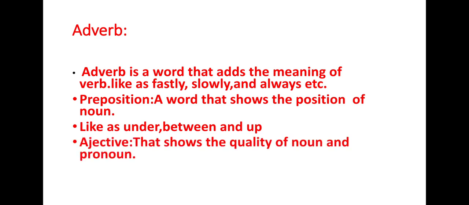Adjective. Adjective बोलते हैं sixth को. That shows the quality of noun and pronoun. Show करती है the quality को of noun and pronoun. For example, like beautiful, ugly. Another example, he is a small boy. तो small भी उसमें adjective है.